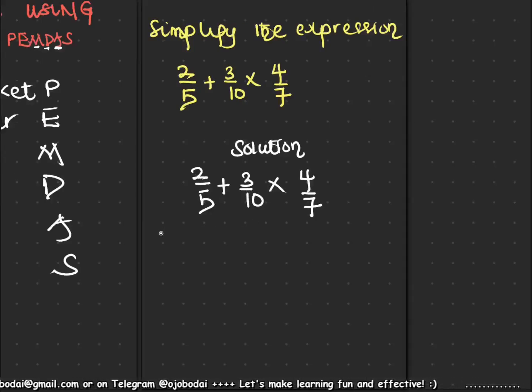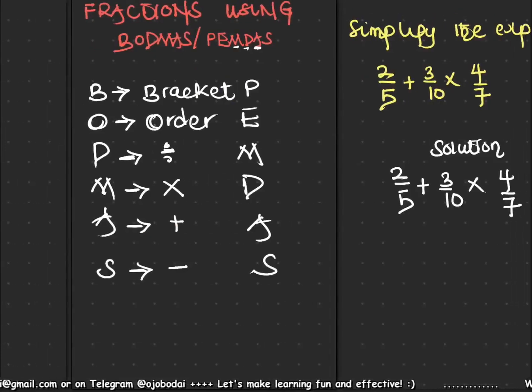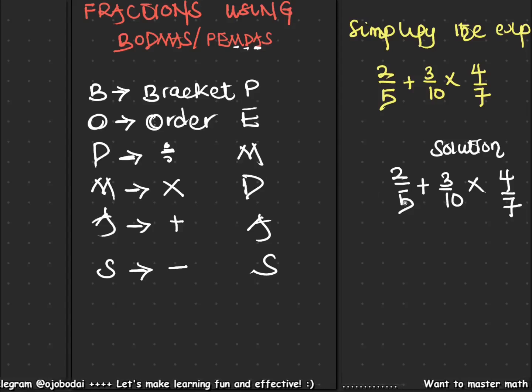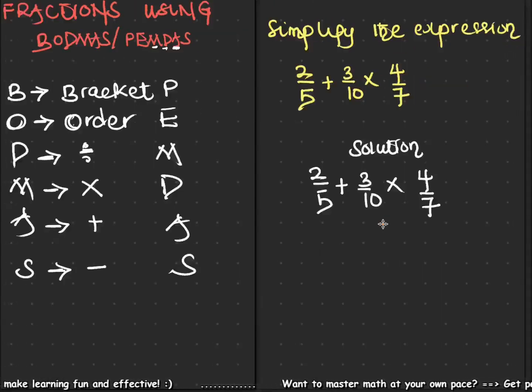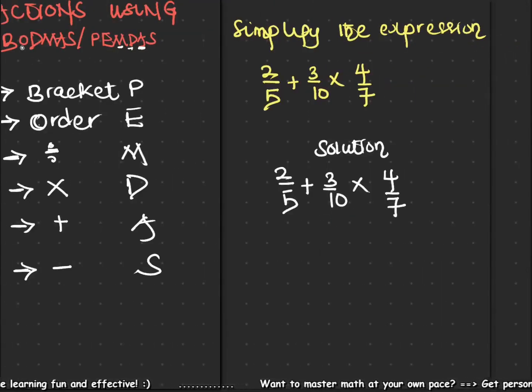The BODMAS says we should work what? Bracket first. And as we can see, in this question there is actually no bracket. Hence, we go to our next item, which is order. The order or exponential. Do you see any exponential here? There is no exponential on any of these. Then the next one says we should check for division. Now, is there any division? No, there is no division. The next one says multiplication.